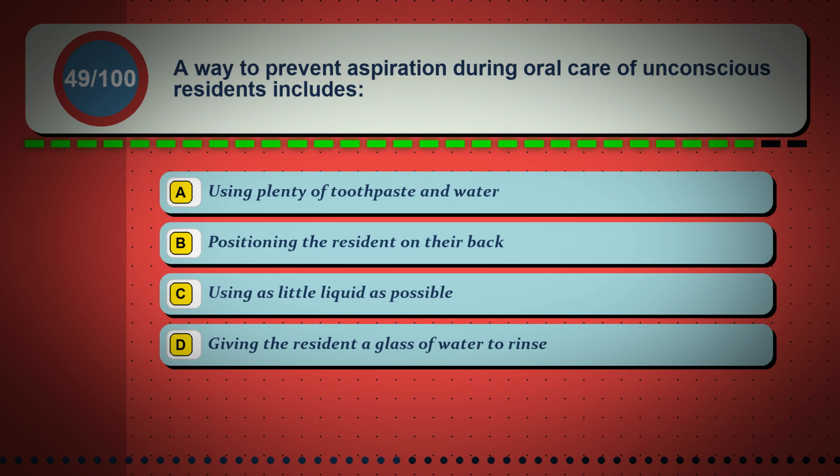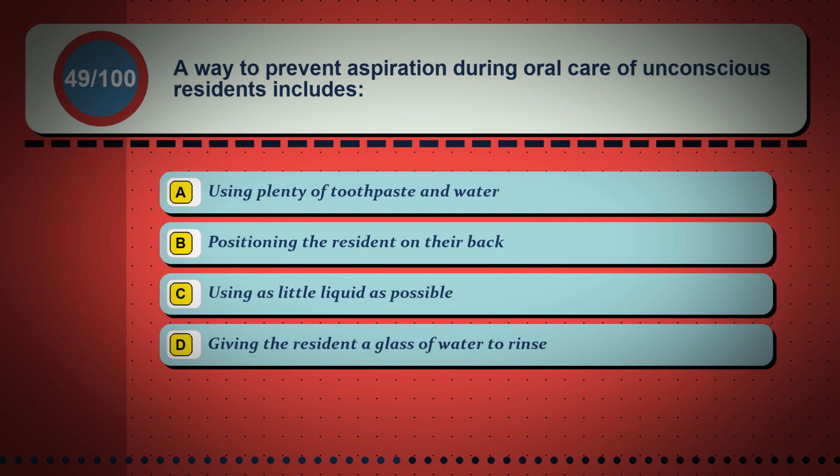Question 49. A way to prevent aspiration during oral care of unconscious residents includes: Option A, using plenty of toothpaste and water. Option B, positioning the resident on their back. Option C, using as little liquid as possible. Option D, giving the resident a glass of water to rinse.